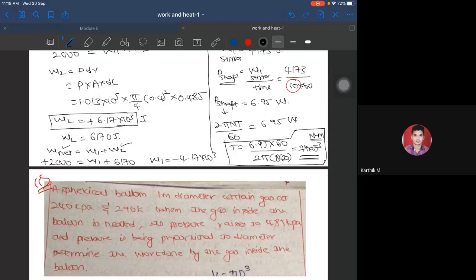These were a few problems on the frictionless cylinder. In the next class, which will be the last class for your module 1, we will be dealing with problems on the spherical balloon. The problems will be very interesting. A couple of problems are there, followed by the problem which was asked in your previous paper. So three extra problems will be completed in the next class.